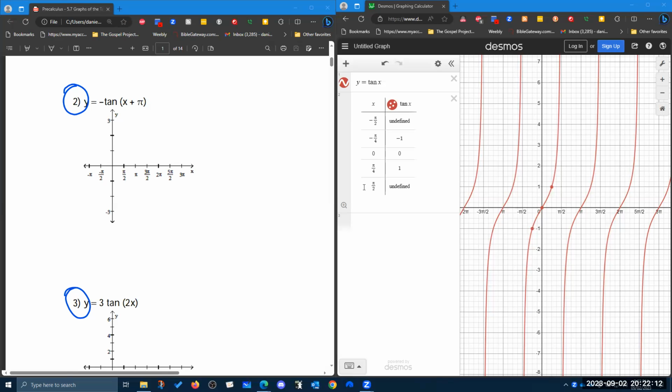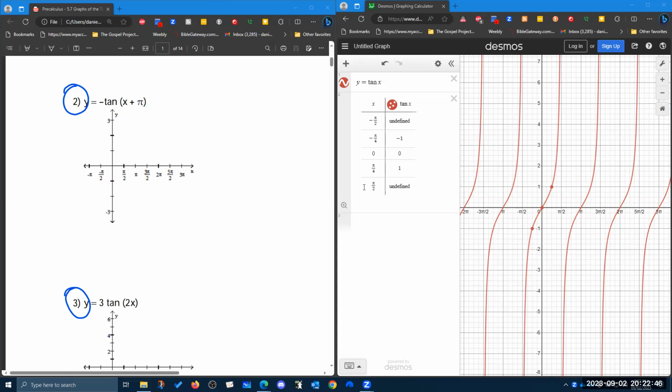Normally at pi over 4, tangent has a value of 1. So whatever we multiply that 1 by, it's going to take on that value. At negative pi over 4, tangent usually has a value of negative 1. So it's going to be the opposite of whatever that multiplier would normally be whenever the inner part of the tangent function has a value of negative pi over 4. So there's our basic characteristic points for the tangent graph.